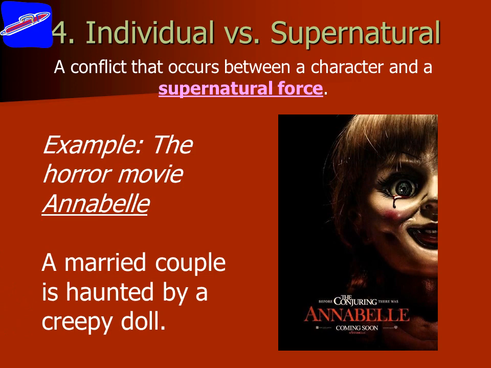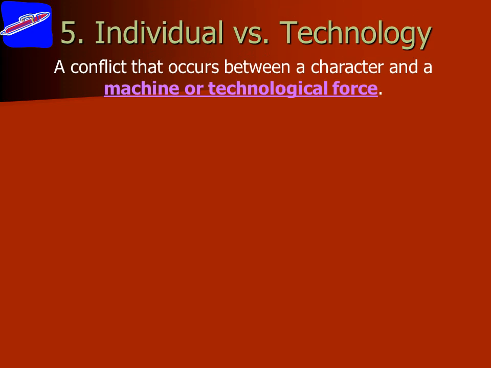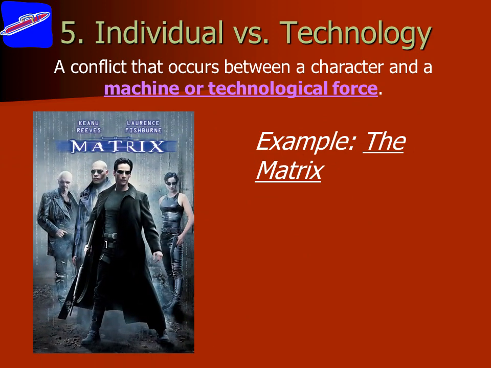Individual versus supernatural. Our fifth and final type of external conflict is the individual versus technology. This is defined as a conflict that occurs between a character and a machine or technological force. An example might be The Matrix, starring Keanu Reeves.